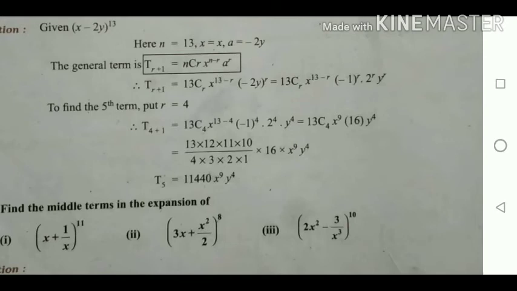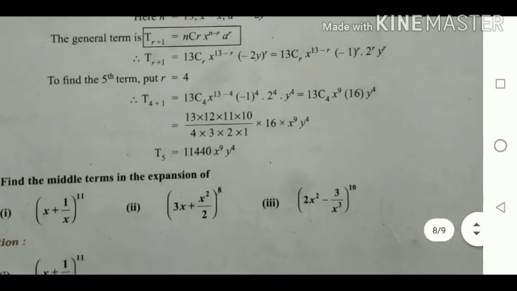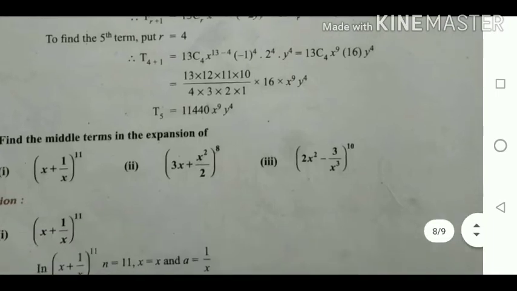So then it is 13C4 x power 9, that is 13 minus 4, x power 9. Then 2 power 4 means 2 into 2 into 2 into 2. 2 2s are 4, 2 4s are 8, 8 2s are 16. Then y power 4. 13C4 is nothing but 13 factorial divided by 4 factorial into 13 minus 4 factorial. It is 13 into 12 into 11 into 10 divided by 4 into 3 into 2 into 1, into x power 9 into y power 4 into 16. After cancelling, we are getting 11,440 x power 9 y power 4.